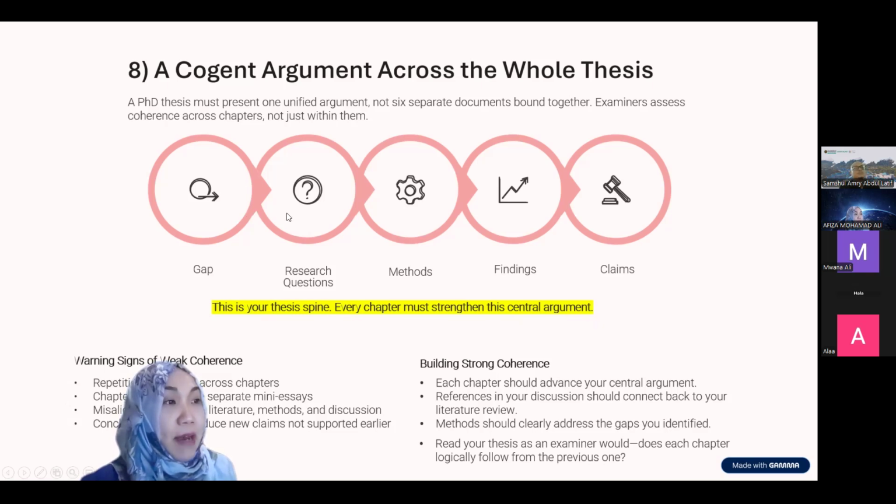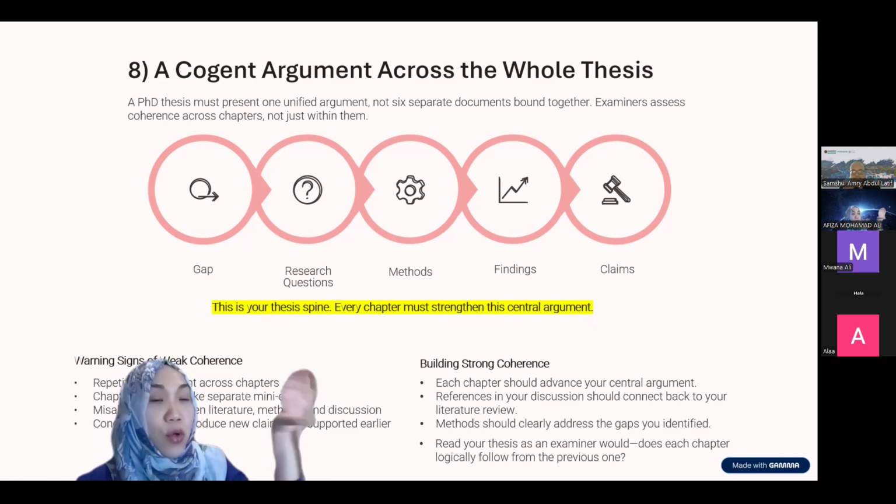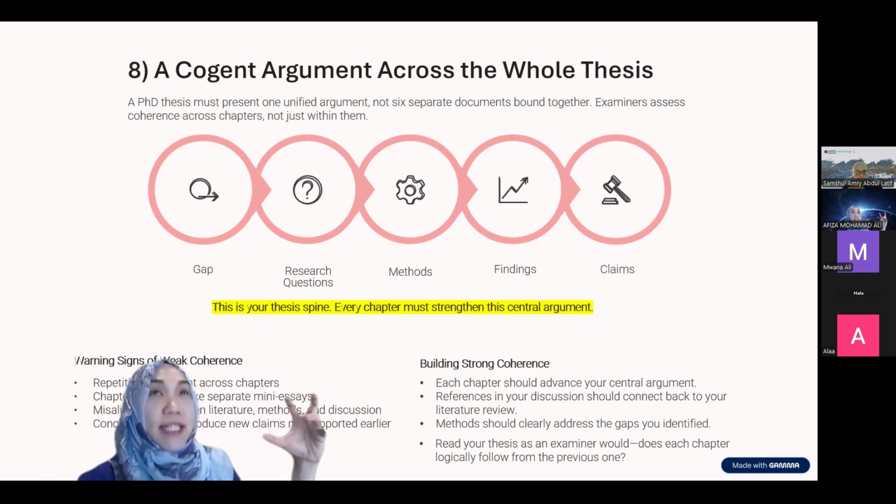So from the gap goes to the research questions, the methods, the findings, and your claims. Your claims of what it means. So when you have coherence across all chapters, the points are strong, and the examiner reads it with confidence. It's a pleasure to read your thesis.